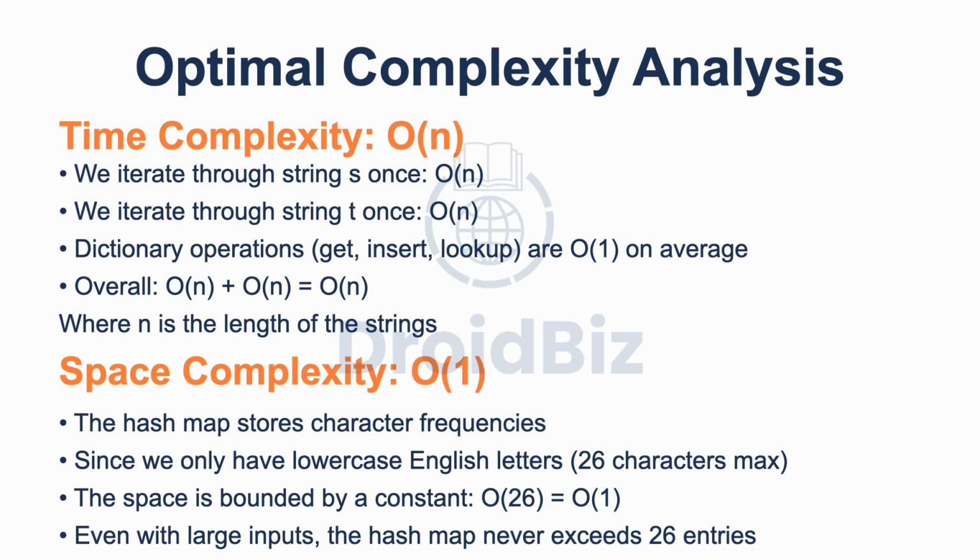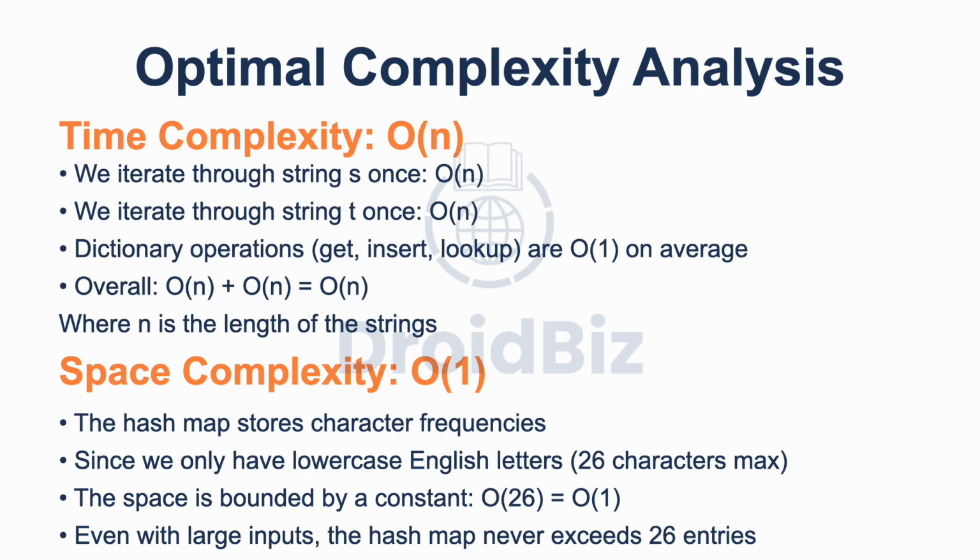Now, let's look at space complexity. It is O(1), which means constant space. The hash map stores character frequencies. But here's the key insight. Since we only have lowercase English letters, there are at most 26 different characters.